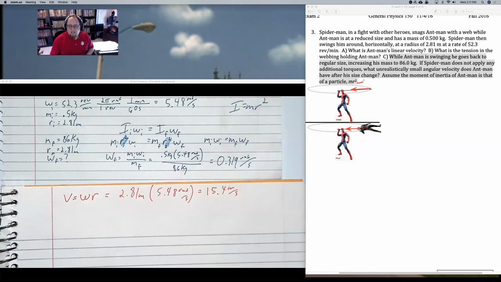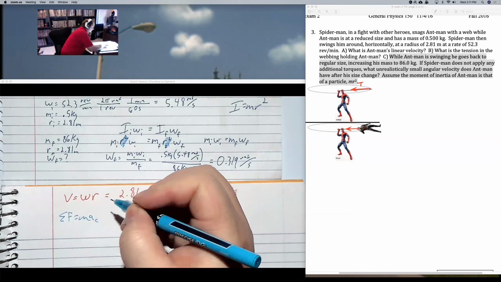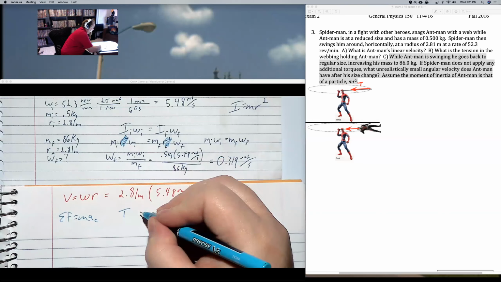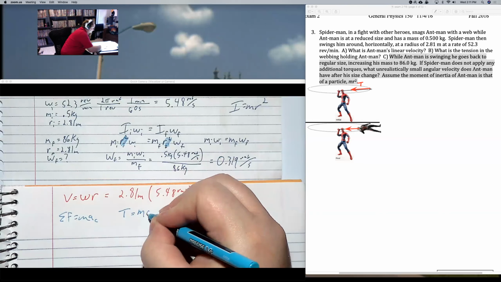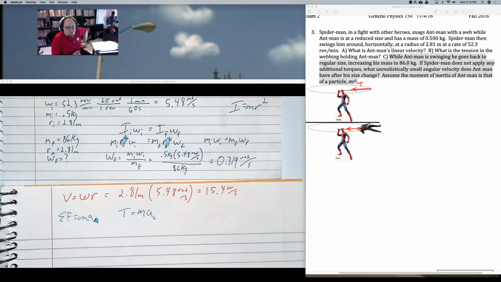And I can say that is the force in the horizontal plane. Theoretically, there is also gravity, but gravity's down and not in the same plane as everything else. And just saying F equals ma, I can say the only force is tension. And so tension equals ma, where in this case, the a must be centripetal acceleration. It's centripetal acceleration because he's moving in a circle.